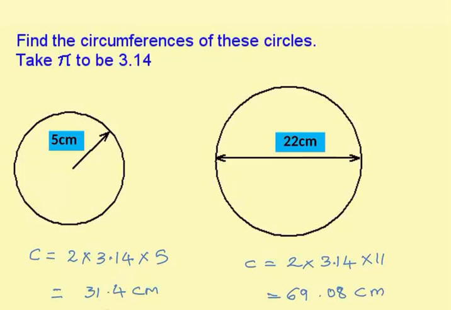In the second case, the diameter is 22. Hence, the radius is half of the diameter, which is 11 centimeters. So the circumference is 2 times pi, which is 3.14, times 11. So we get an answer of 69.08 centimeters.